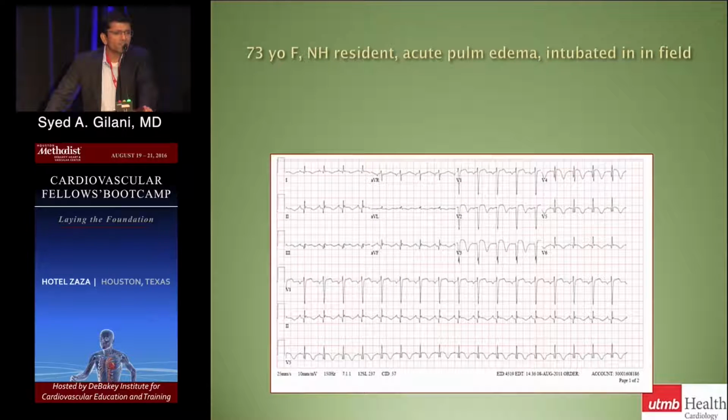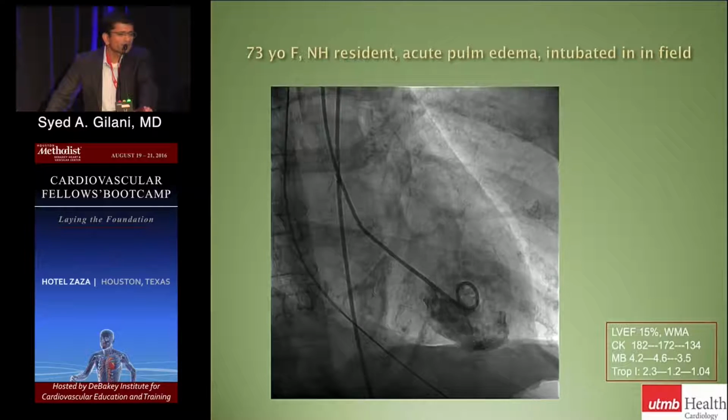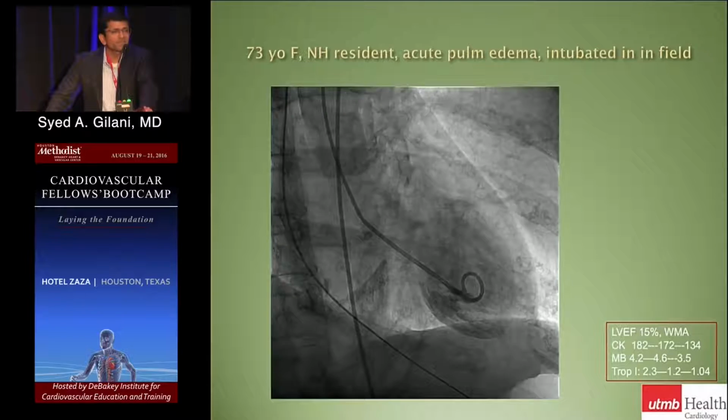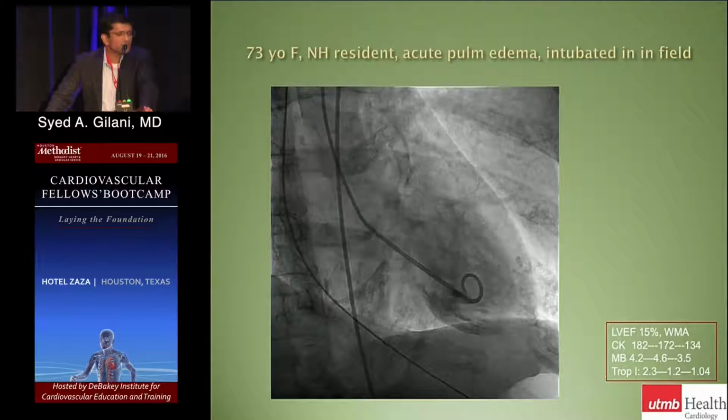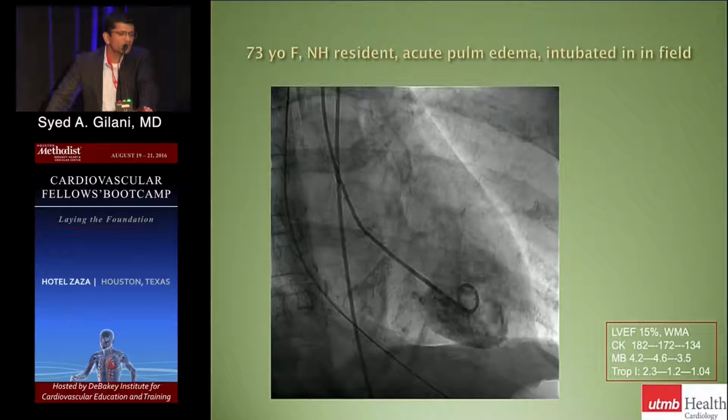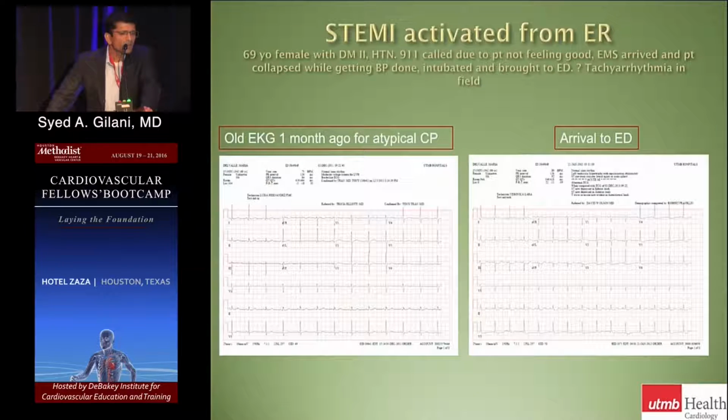This is a 73-year-old female nursing home resident. The information you receive is basically that the patient was short of breath, EMS was called, and the patient was intubated in the field and brought to the emergency room, and the EKG shows anterior ST elevations. So consider Takotsubo stress myopathy, which is associated with ST segment elevations. This patient has normal coronaries. This was a STEMI activation from the emergency room.